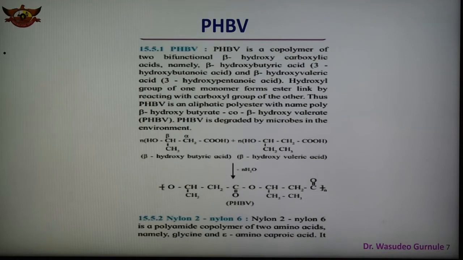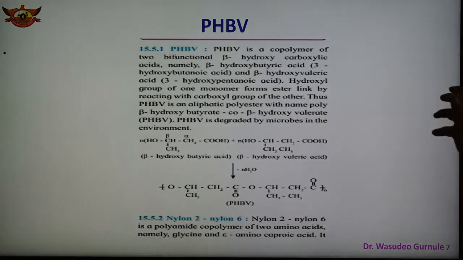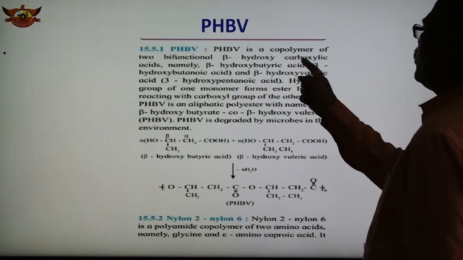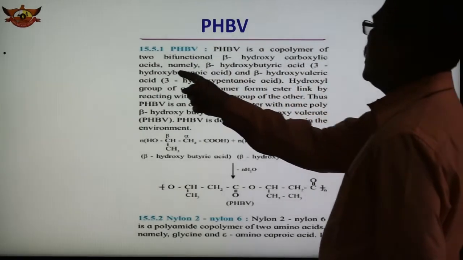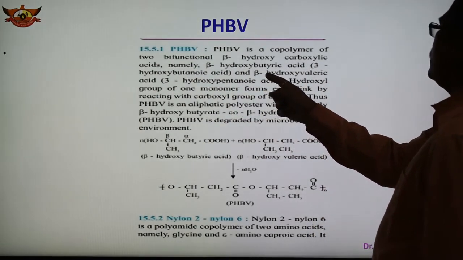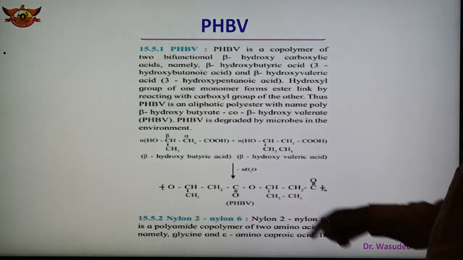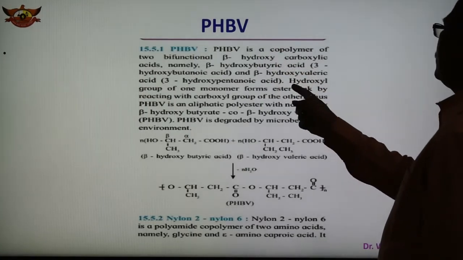So what is PHBV? These two polymers are biodegradable polymers, and PHBV is the short name. PHBV is a copolymer of two bifunctional monomers: a beta hydroxy carboxylic acid, for example beta hydroxy butyric acid, that is 3-hydroxy butanoic acid, and the second monomer, beta hydroxy valeric acid, whose other name is 3-hydroxy pentanoic acid. These two monomers undergo polymerization, forming this type of PHBV biodegradable polymer.